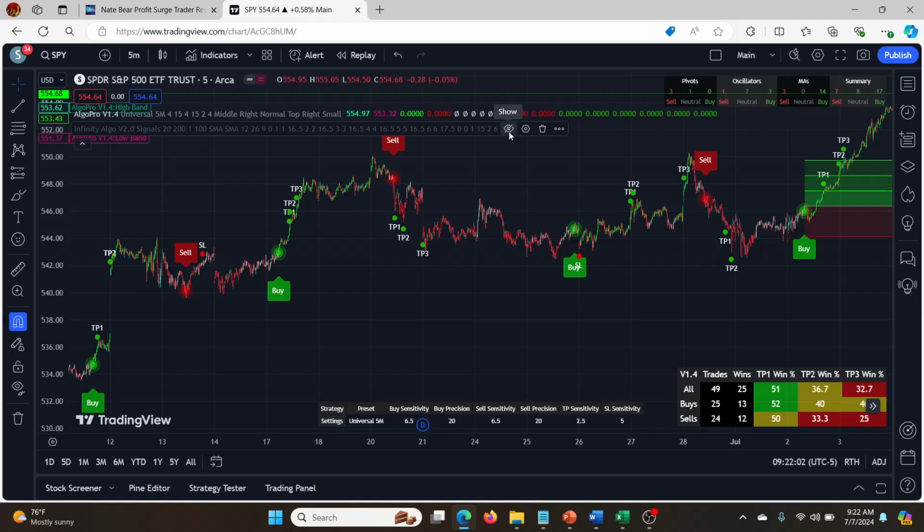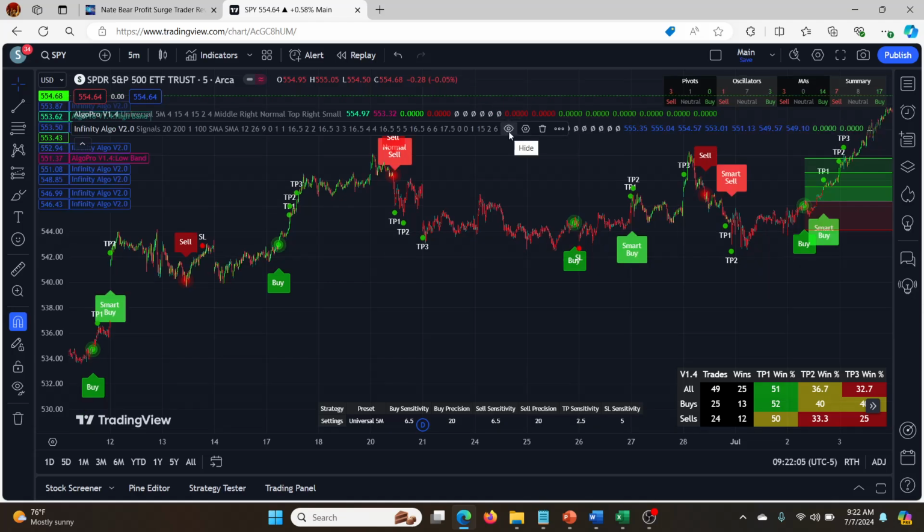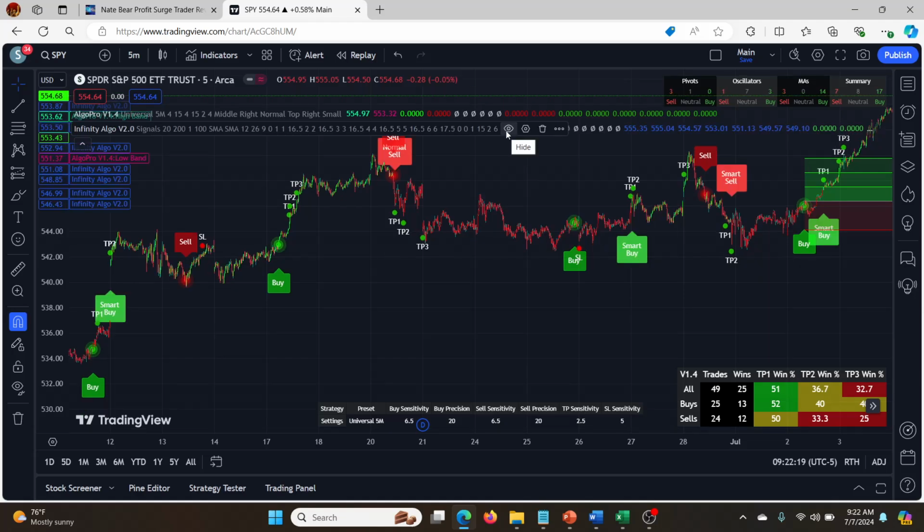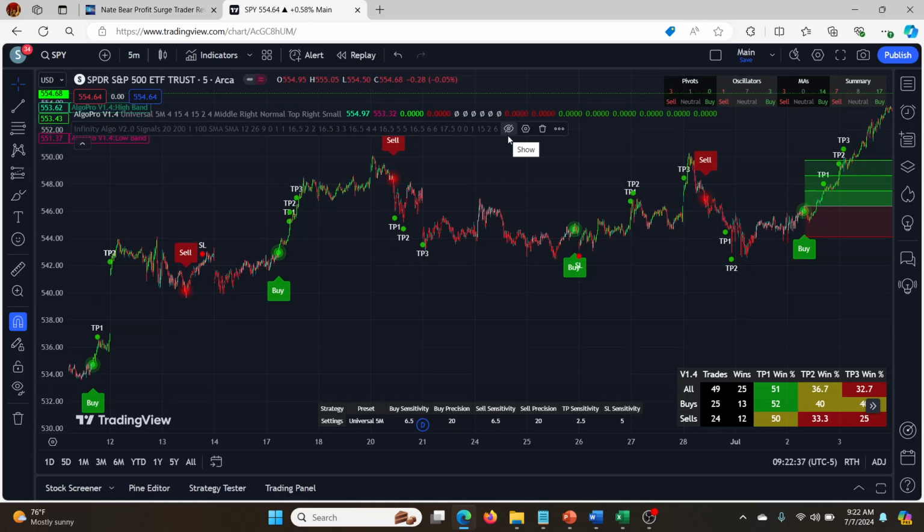If I add Infinity Algo, you'll see those signals pop up, and the way to differentiate is the boxes are much bigger and paler than AlgoPro. So if we look at these two buy signals, you can compare those. I'm just going to hide Infinity Algo. So this is AlgoPro, and then this is AlgoPro plus Infinity Algo. You can see that other signals pop up. Here's the smart sell. This is the Infinity Algo version of AlgoPro's sell. So yeah, it's pretty interesting. I'll get into more details of comparing these signals in a minute, but let's just take a quick look at each one individually.